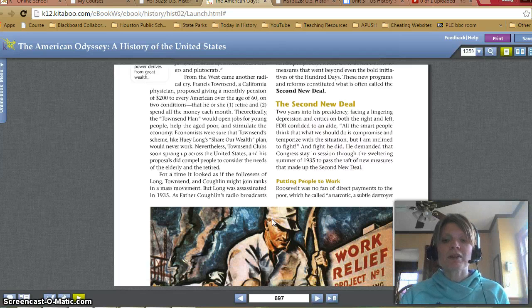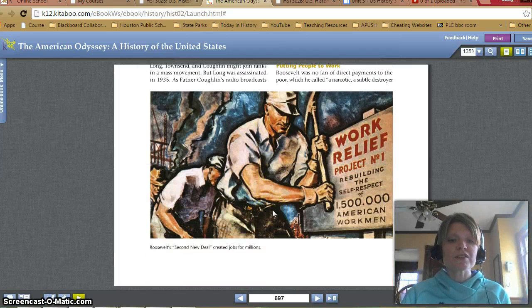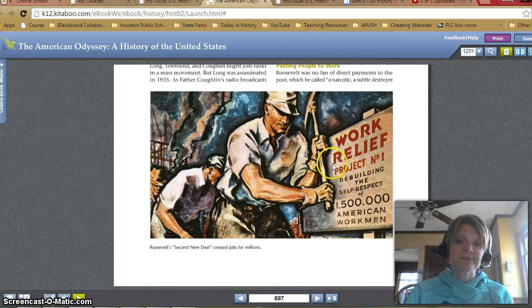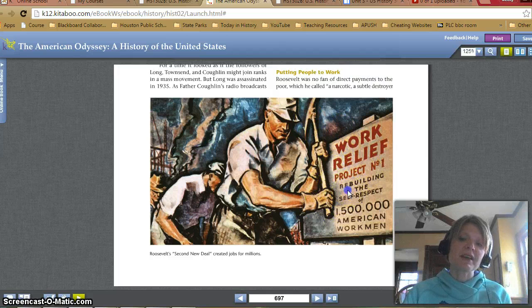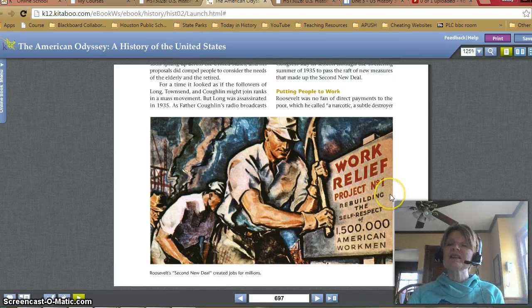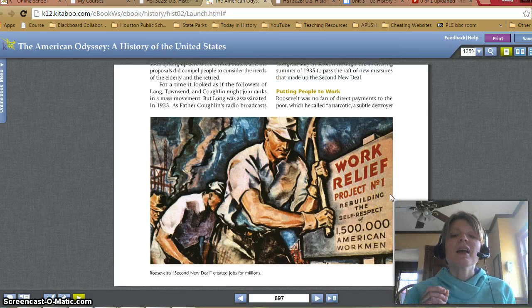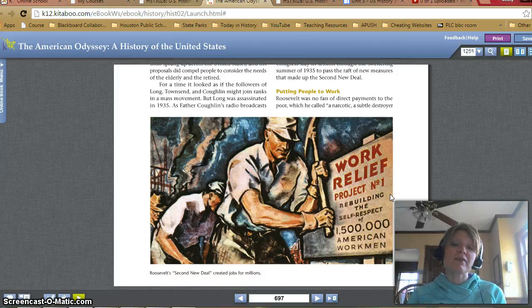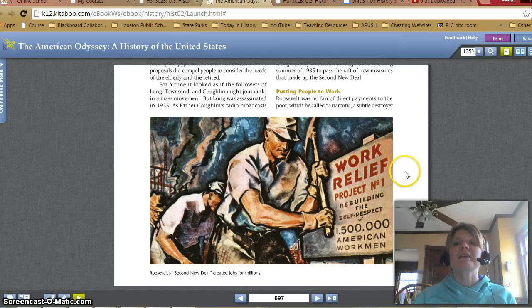Putting people to work. And let's look at the poster here. Roosevelt's Second New Deal created jobs for millions. And we see this work relief picture, and the caption: "Rebuilding the Self-Respect of 1.5 million American workmen." Because that's something important to keep in mind, that people wanted jobs because they felt worthless, because they could not support their families and they could not provide. And so it's not only providing jobs, but also bringing their self-respect back.